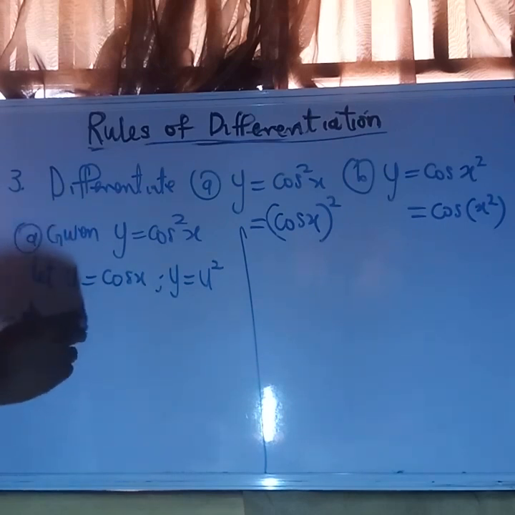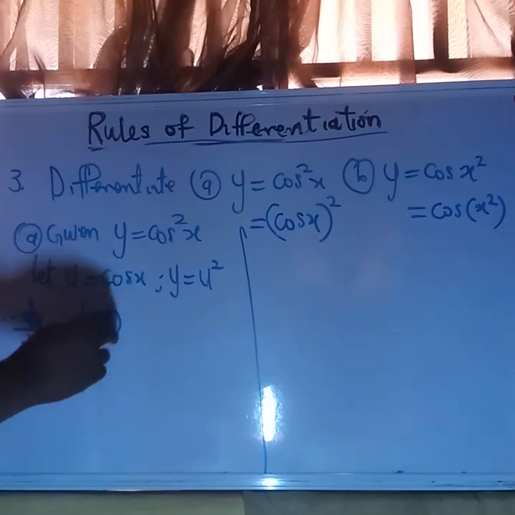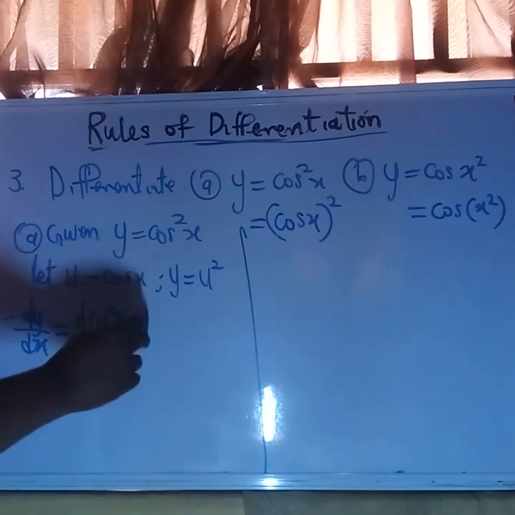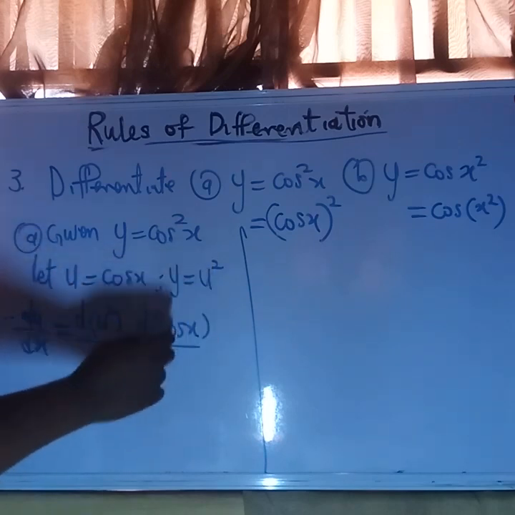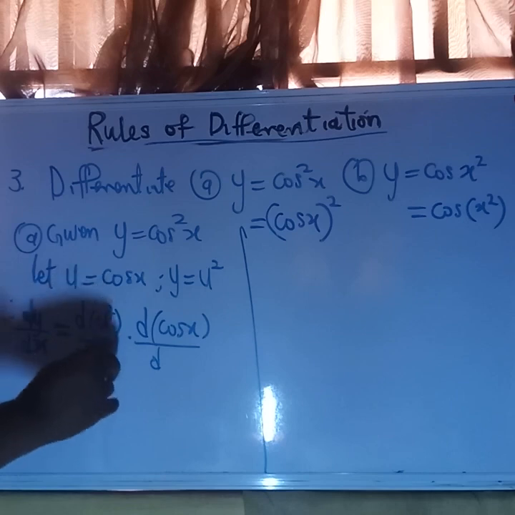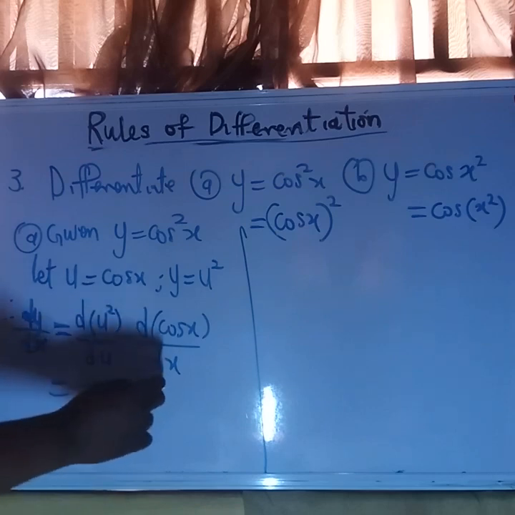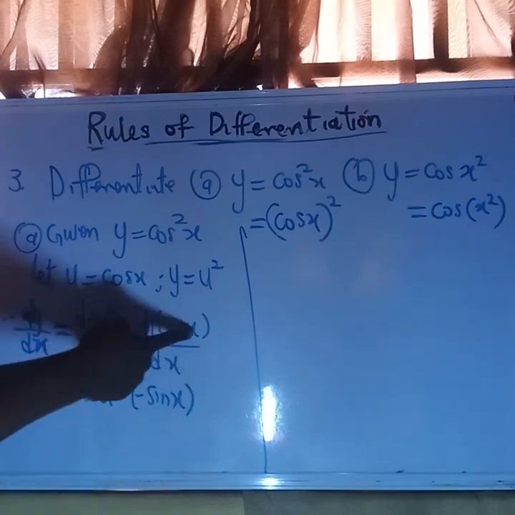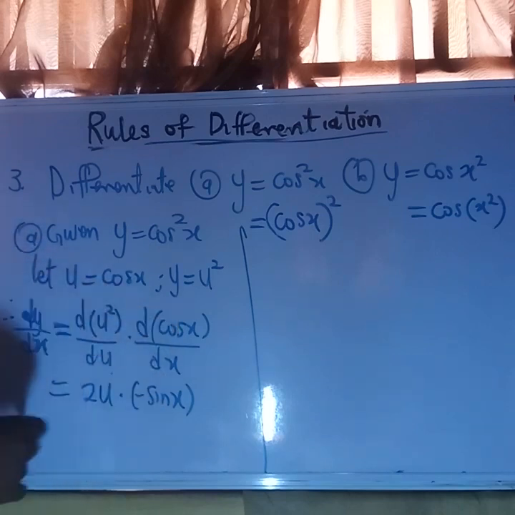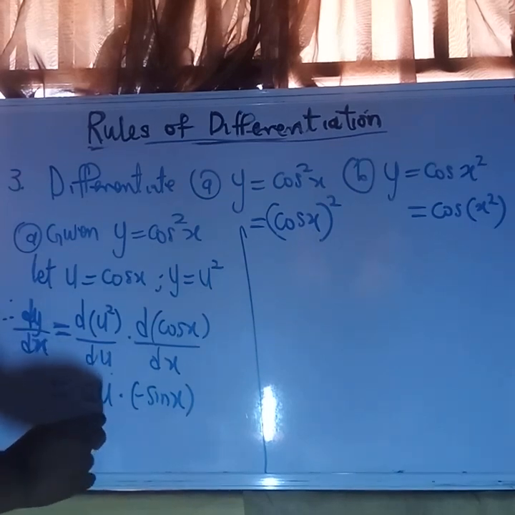Here we have y equal to u squared, so dy du multiplied by du dx, where u here is cos x. We differentiate u squared with respect to u, and this will be 2u multiplied by minus sin x, since we have known the differentiation of cos x to be minus sin x. Again, we place u here to get this.